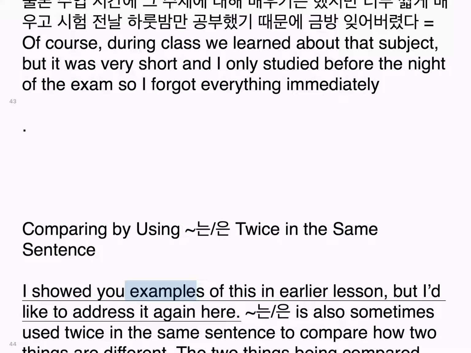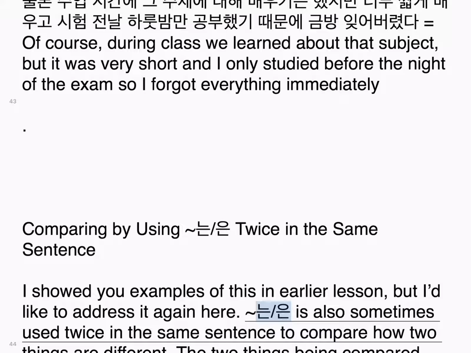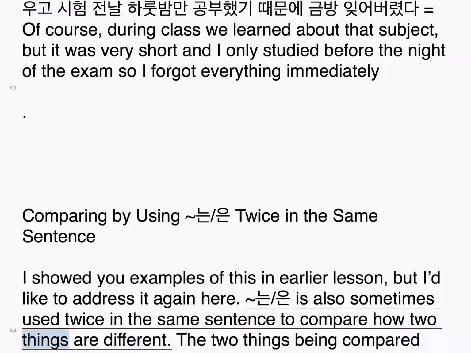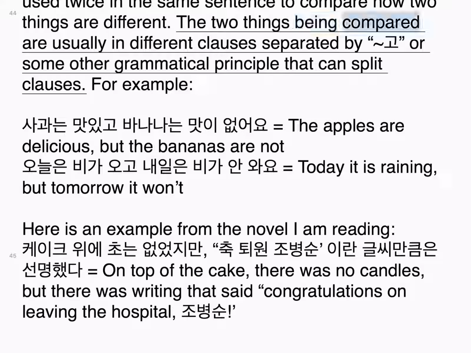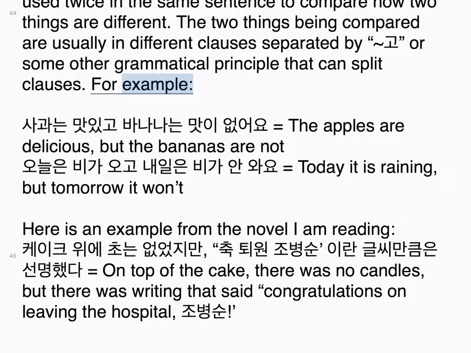I showed you examples of this in an earlier lesson, but I'd like to address it again here. 는 is also sometimes used twice in the same sentence to compare how two things are different. The two things being compared are usually in different clauses separated by 고, or some other grammatical principle that can split clauses. For example, 사과는 맛있고 바나나는 맛이 없어요. The apples are delicious, but the bananas are not. 오늘은 비가 오고 내일은 비가 안 와요. Today it is raining, but tomorrow it won't.